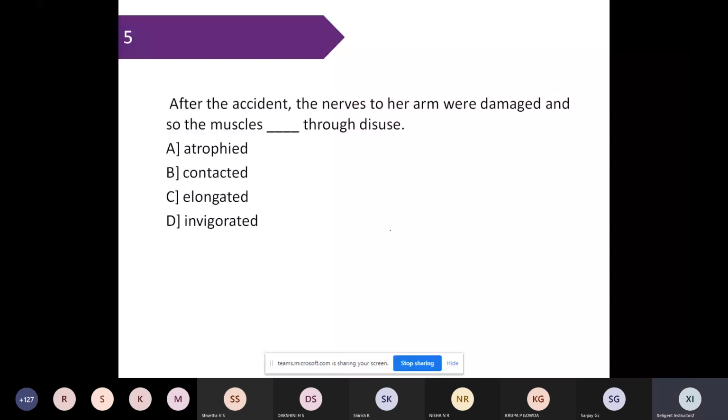What is your guess word? Okay, affected, tarnished, damaged. Okay, damaged is already there in the question. But since that's a guess word, for our understanding, we are choosing a guess word.